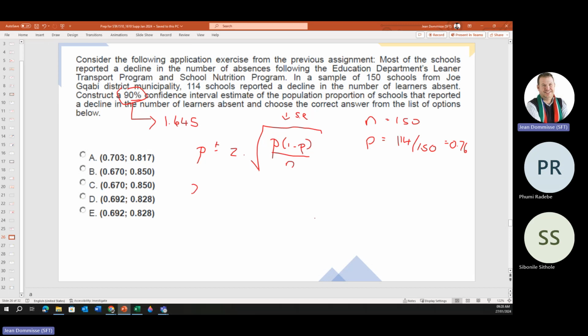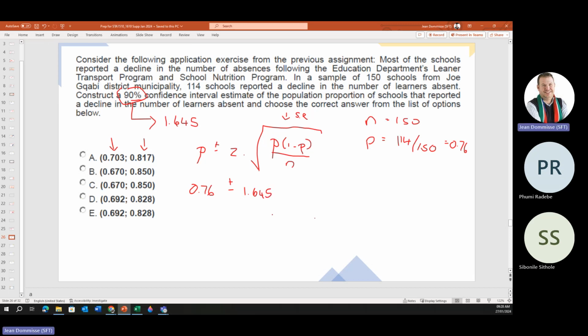Okay, so 0.76 is my p. So once again, I will check: the upper limit must all be bigger than that, and the lower limit must all be smaller than that. Okay, unfortunately I can't eliminate anything, so we need to work it out.